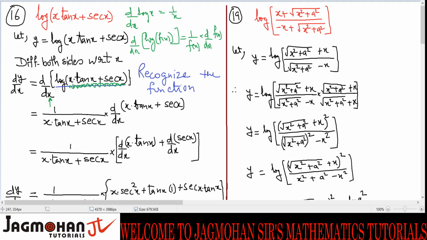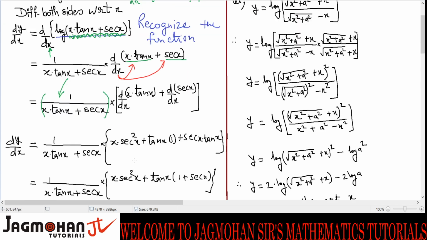So this is log of x tan x plus sec x. Its derivative will be 1 upon x tan x plus sec x into d by dx of x tan x plus sec x. In the next step, this will be copied as it is because it is just a factor multiplied. And since I have the derivative of a sum of two functions, I will take d by dx for this and for this. So we have written d by dx of x tan x plus d by dx of sec x.